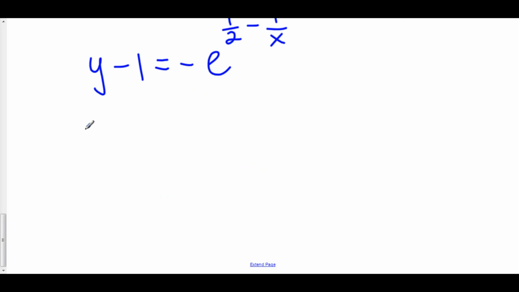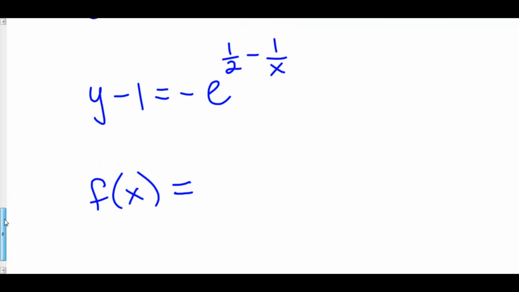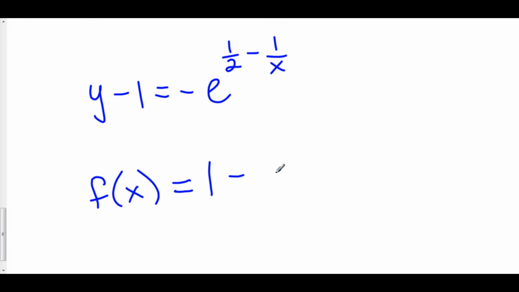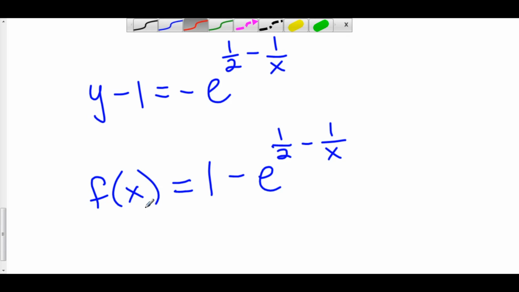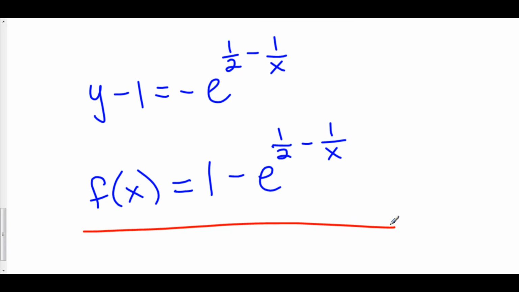And finally, we can solve for f of x by adding 1 to both sides. So f of x is equal to 1 minus e to the 1/2 minus 1 over x. And this right here is the solution to the particular equation with the initial condition f of 2 is equal to 0.